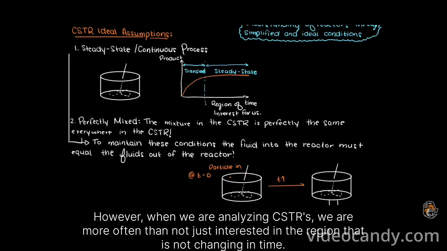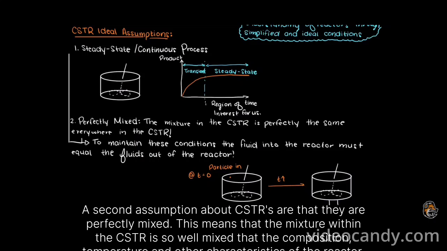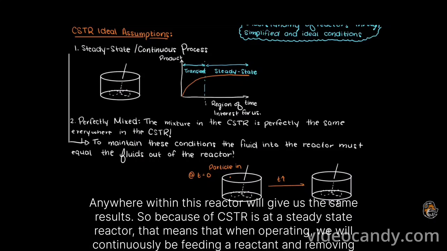You can imagine this through the change in concentration of a reaction product. However, when we are analyzing CSTRs, we are more often than not just interested in the region that is not changing in time. A second assumption about CSTRs is that they are perfectly mixed. This means that the mixture within the CSTR is so well mixed that the composition, temperature and other characteristics of the mass anywhere within this reactor will give us the same results.